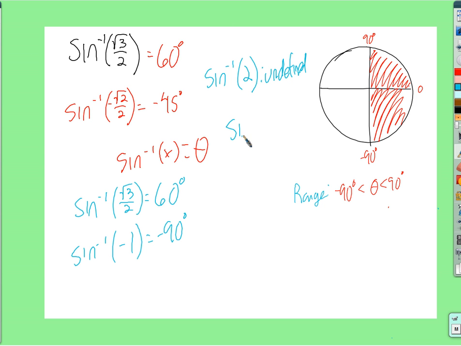Alright, so now we've talked about the inverse sine. Hopefully you feel comfortable evaluating the inverse sine. What if I asked you to figure out what the inverse sine of 0.39 is? The angle that has a sine of 0.39.